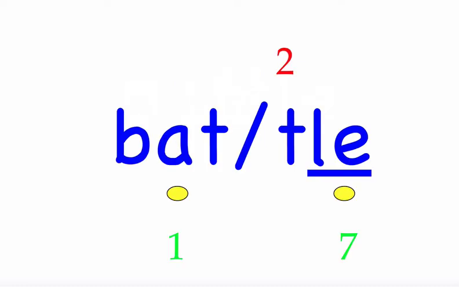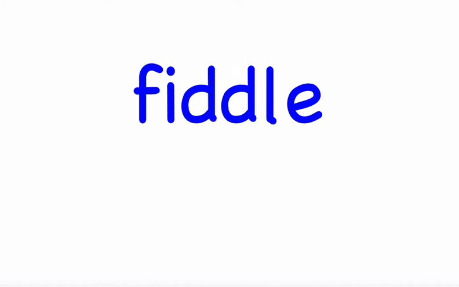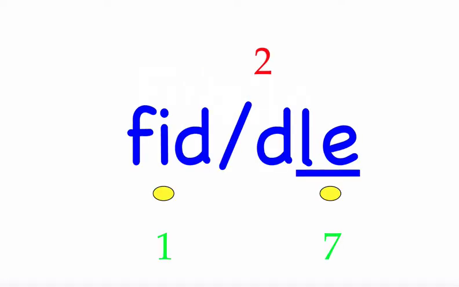Row 8, fiddle, fiddle. She can play the fiddle. Fiddle. Fid, three sounds. F, i, d. Dull, two sounds. D, ul. Fiddle, fiddle. Sparkle, sparkle. Her eyes did sparkle. Sparkle. Spar, three sounds.